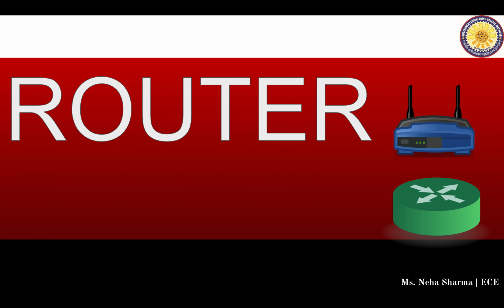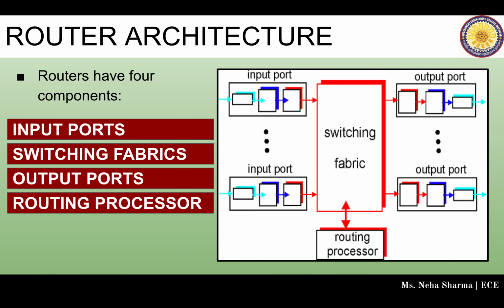So today we are going to discuss the router. The basic structure of your router consists of four components. The first one is your input ports, as you can see here. The second one is your switching fabric, this switching network, the third one is your output ports, as you can see here, and the fourth one is your routing processor. We will study these four components now.